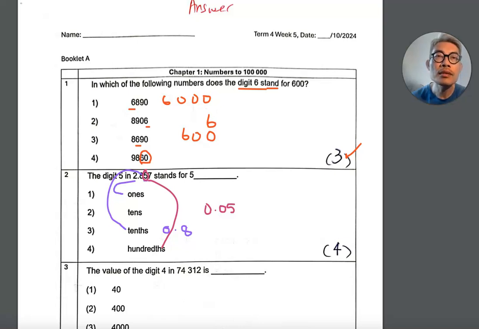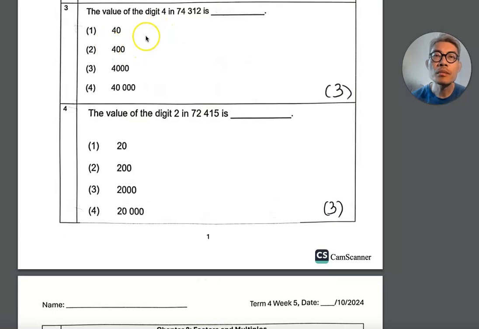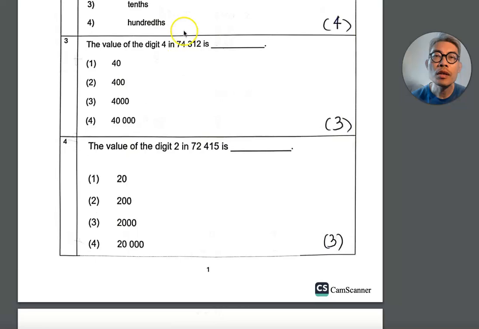Let me clear this. Question 3, similar type of question. The value of the digit 4. Now, it's similar to stand for. So, what is the value? Which means, what is it worth? This 4, you see, there are 3 place values here, so this is like 4,000. So this digit 4 stands for 4,000.